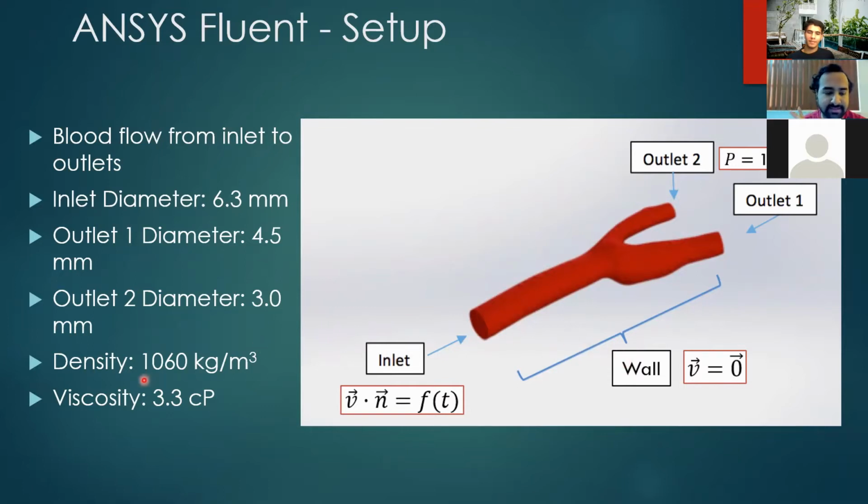We're going to use the density of the fluid as 1,060 kilograms per meter cubed, which is a rough estimation. And instead of going for a non-Newtonian fluid model, we're going to keep it very simple. We're going to say the viscosity of the fluid, meaning how difficult it is to flow, is set at a constant 3.3 centipoise, which is good enough for at least demonstration purposes today. So our inlet diameter is about 6.3 millimeters, and outlet 1 is about 4.5, and outlet 2 is about 3. So that's the makeup of how our geometry looks. Any questions before I continue?